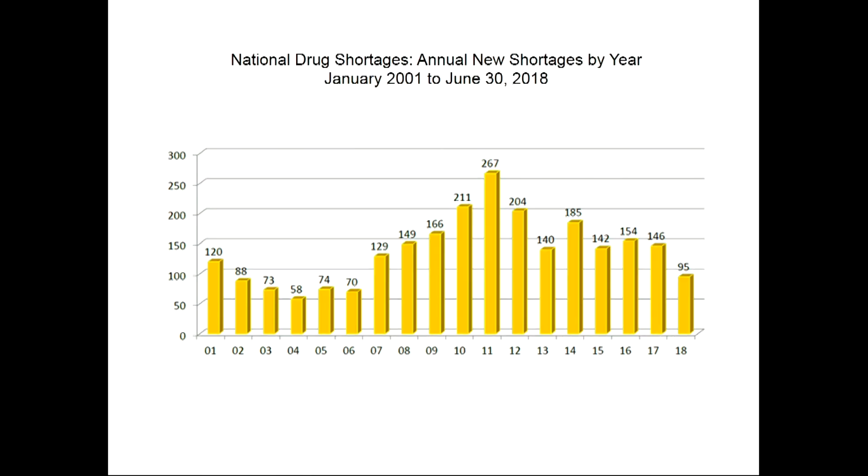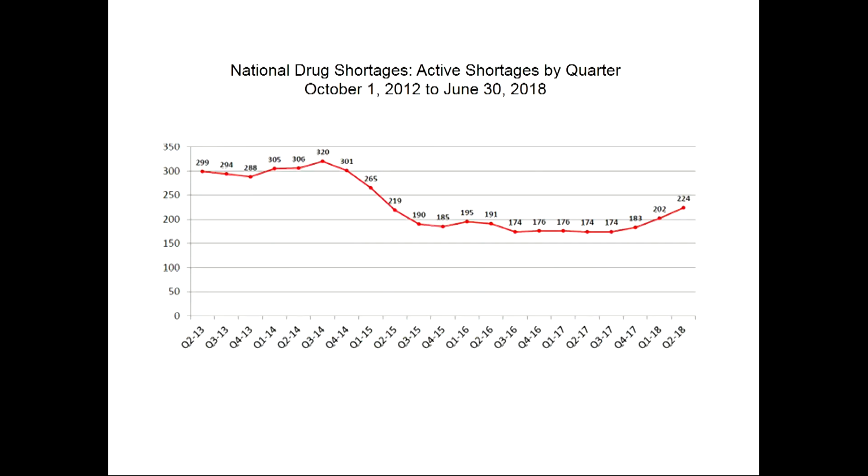If we take a look at the longer history here, you'll see that the number of drug shortages based on the ASHP definition has fallen in the last couple of years. It hit a peak in 2011. I think the number I just saw a minute ago from Dr. Throckmorton was 250 in 2011. Here it's 267. And then it's averaged about 150 to 175 over the last few years. That was the number of new shortages.